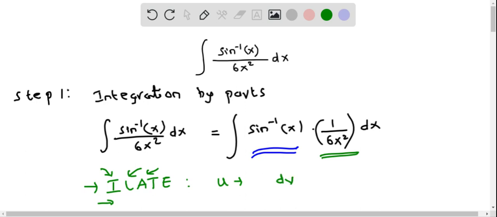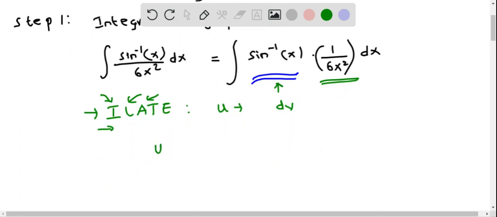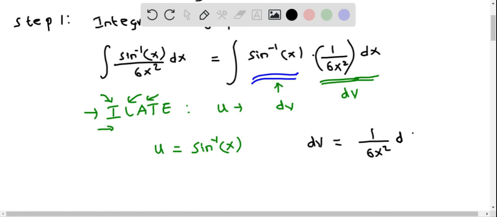Since I stands for inverse trigonometric function, we look for one, and yes, we have an inverse trigonometric function, that is sine inverse of x. So we choose u as sine inverse of x. And the rest of the terms, that is 1 over 6x squared dx, is chosen as dv. So I'm going to write dv equals 1 over 6x squared dx.